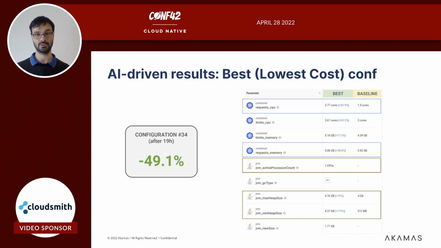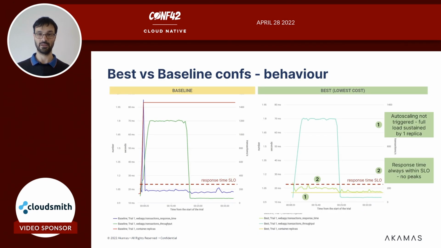The other notable changes are related to the JVM options. The max heap size was increased by 20% and is now well within the container memory request, which was increased to 5 GB. The min heap size has also been adjusted to be almost equal to the max heap, which is a configuration that can avoid garbage collection cycles, especially in the startup phase of the JVM. So let's now see how the application performs with the new configuration identified by ML and how it compares with respect to the baseline. There are two important differences here. Response time always remains within the SLO and there are no more peaks.